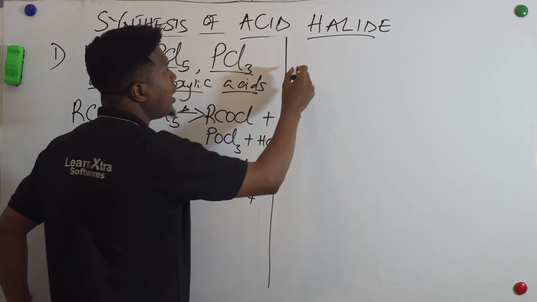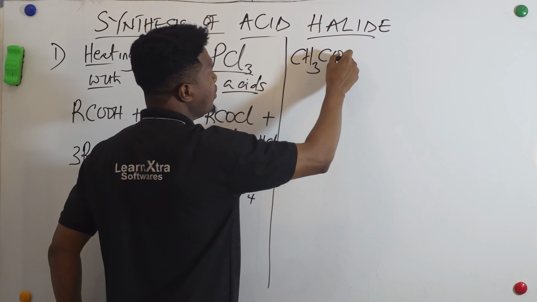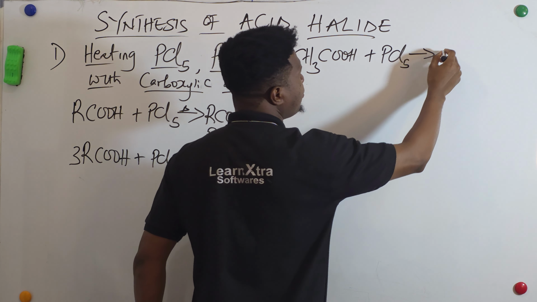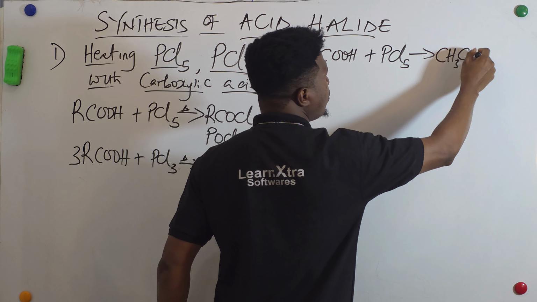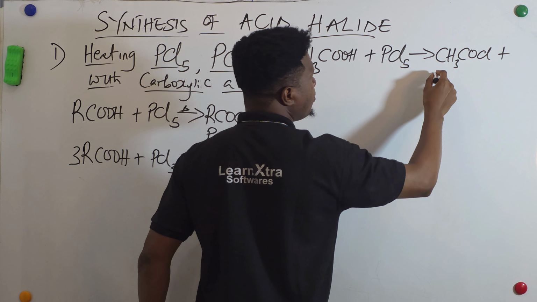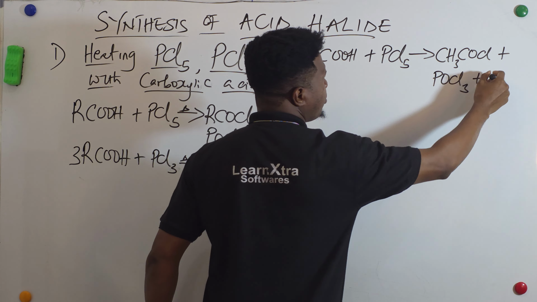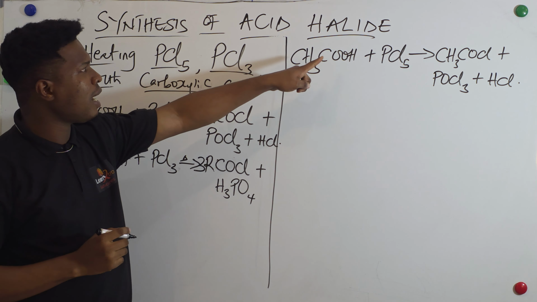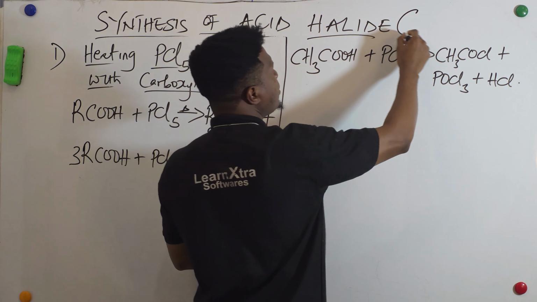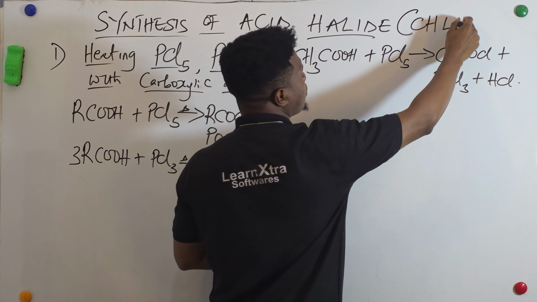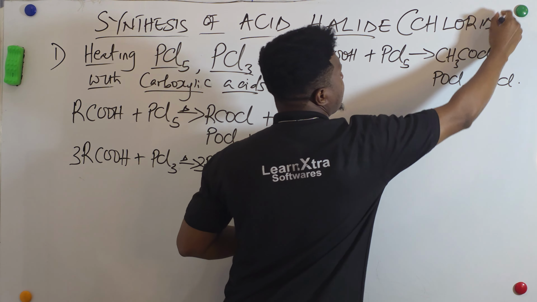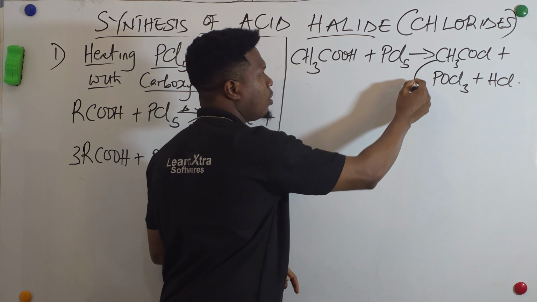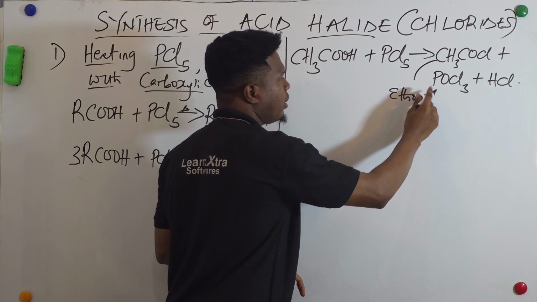For example, if you have ethanoic acid and you treat it with phosphorus pentachloride, you have CH3COCl plus POCl3 plus HCl. The product of this reaction is the acid halide, or acid chloride. Remember, when we say acid halide, we are mainly talking about acid chlorides. The acid chloride we get here is ethanoyl chloride.